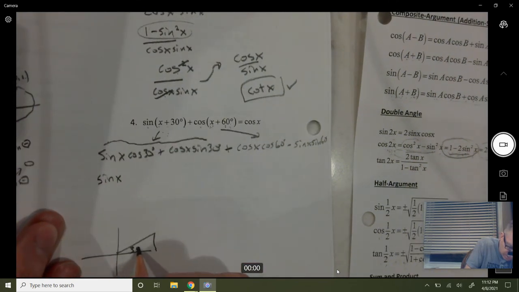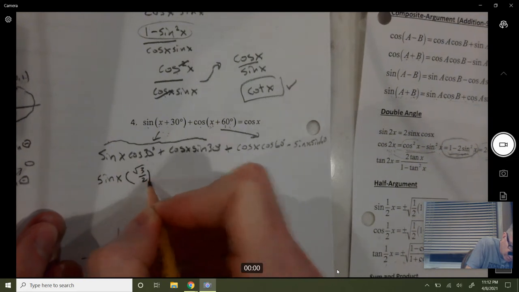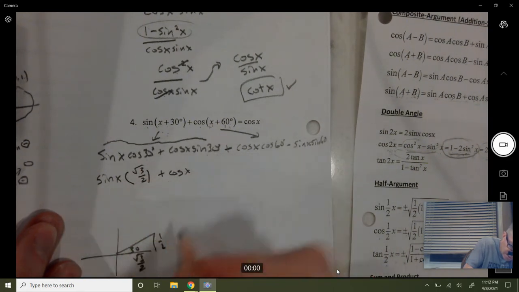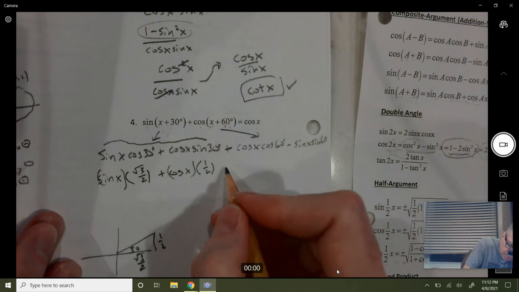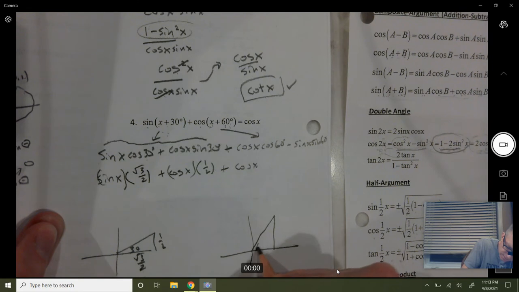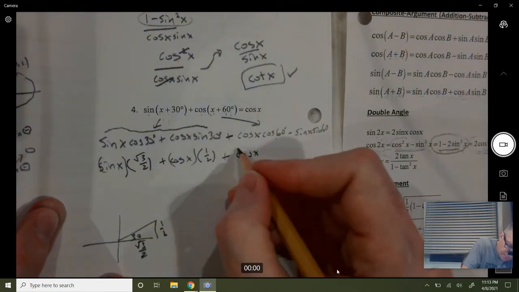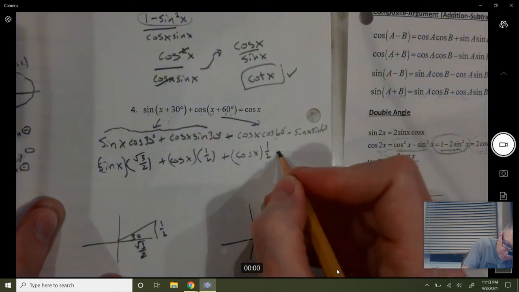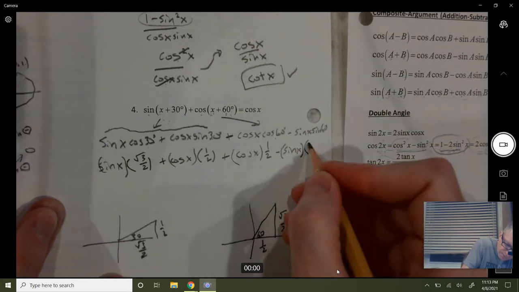30 degrees looks like this: rad 3 over 2 and 1/2. Cosine of 30 is rad 3 over 2, plus cosine x sine of 30 is 1/2, plus cosine x cosine 60. 60-degree angle, you've got the 1/2 here and the rad 3 over 2 here. So cosine 60 is going to be 1/2 minus sine x times sine of 60. Sine of 60 is rad 3 over 2.